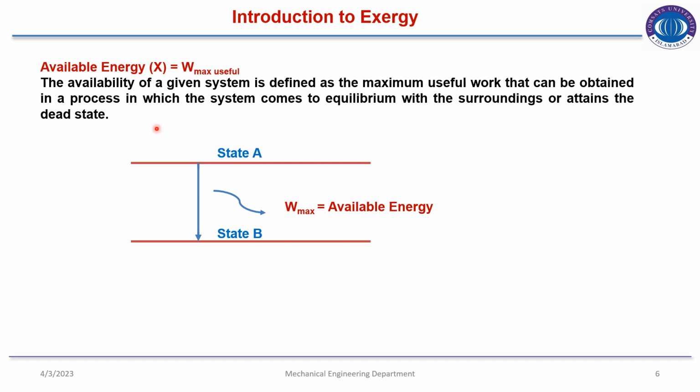So the dead state provides a reference for how much maximum energy we can obtain at a certain state. It is the difference between the energy of that state and the dead state. So the maximum energy obtainable from a certain state is equal to the energy at state A minus the energy of the dead state.